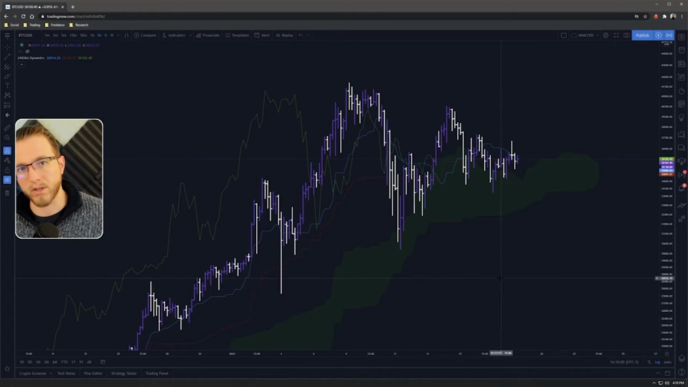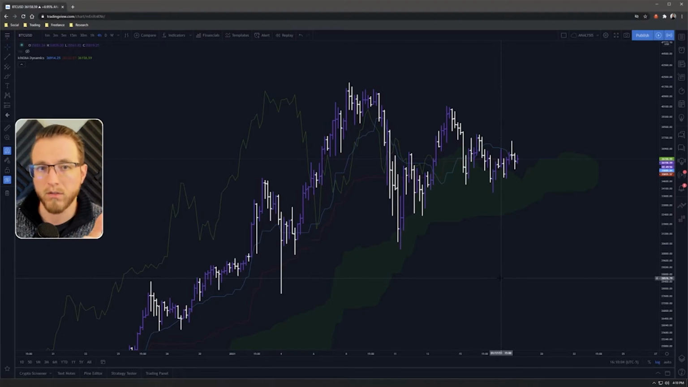So there's a couple different ways to trade this, but in general, you do not make a trade when the price action is trading inside the cloud. You do not enter into a short position if the Ichimoku span is trading above the price action. You do not enter a short unless the Ichimoku span is trading below the price action and the price action is below the cloud.